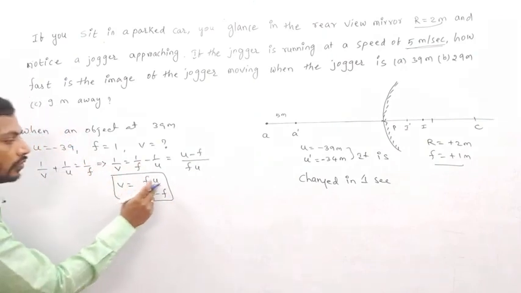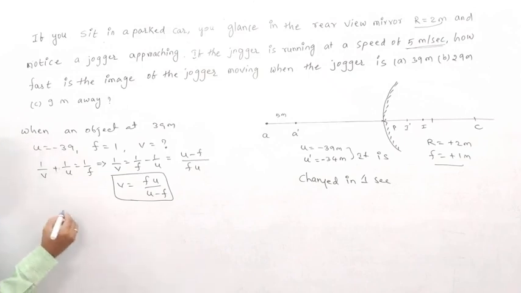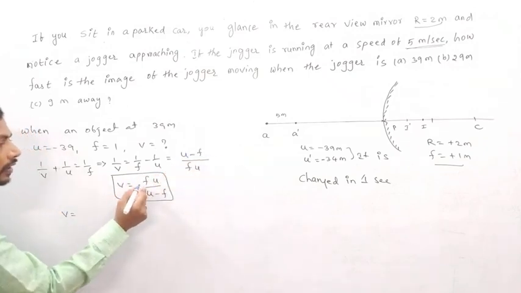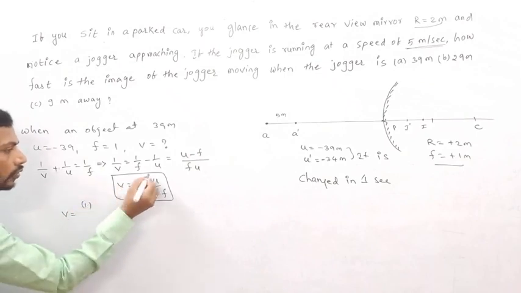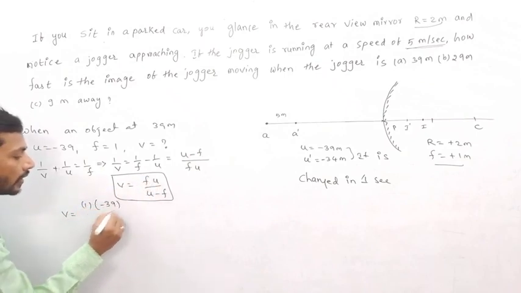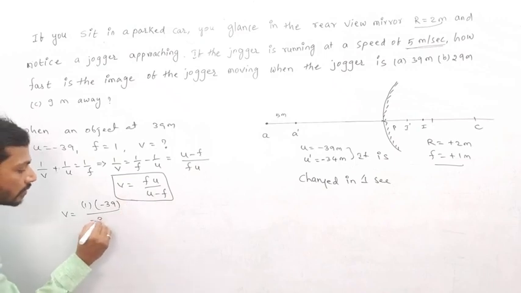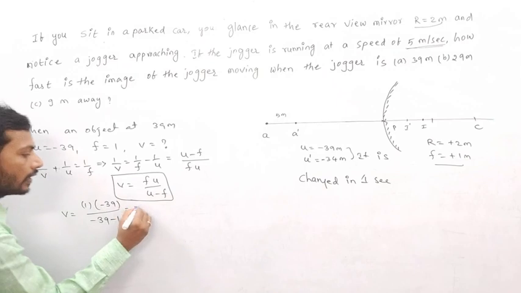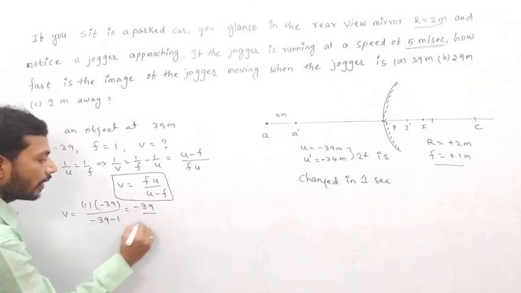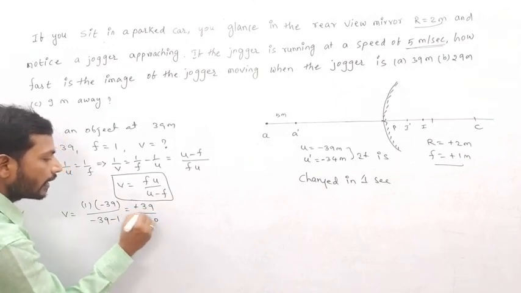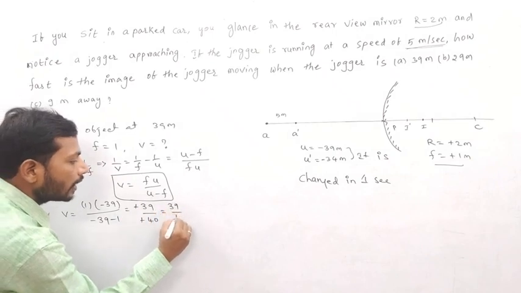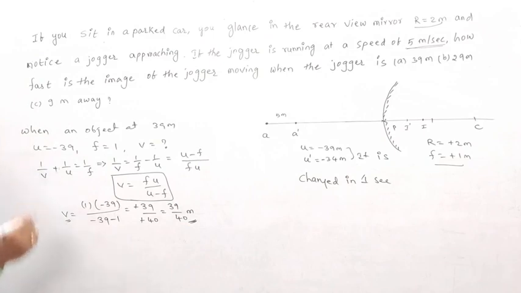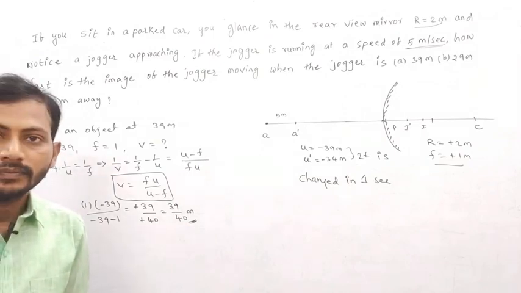So now substitute the values in this formula. You are going to get v equals, f is how much, children? f is 1, u is minus 39, so v equals 1 into minus 39 divided by minus 39 minus 1, which equals minus 39 by minus 40. The minus signs cancel, giving 39 by 40 meter. What does this mean? This is the position of the image.